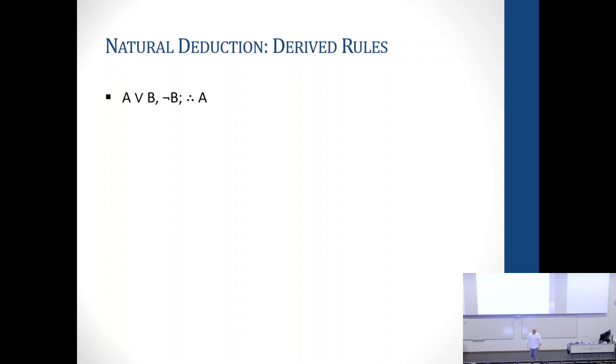It's valid, right? So again, you can see it. We've got A or B. We know it's not B, so it must be A. Okay? All right, so let's formalize the reasoning.